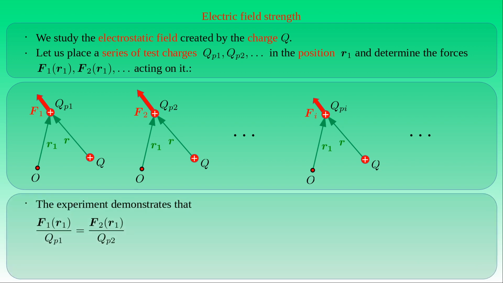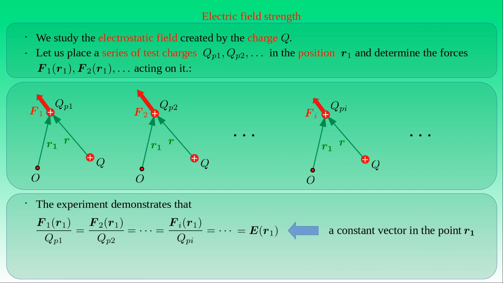If we compute the ratio of the electrostatic force F1 to the test charge QP1, it will be equal to the ratio of the force F2 to the test charge QP2, and so on. That is, the ratio of any force Fi to the test charge QPi in the series is equal to all the other ratios calculated for the rest of the test charges. Therefore, the ratios give a constant vector which we will denote by the letter E, indicating the term electric. This vector only depends on the position of the test charges but is independent of the test charges themselves.